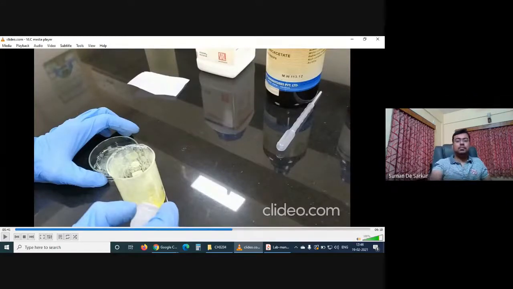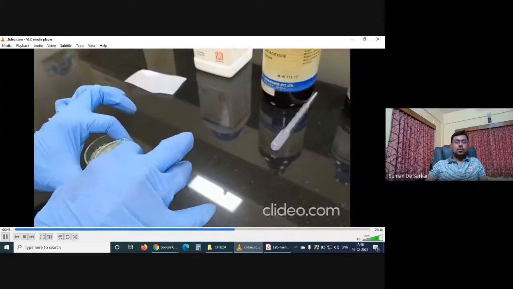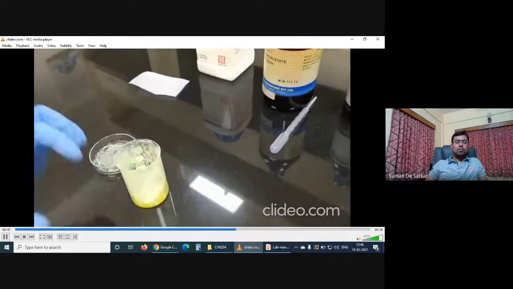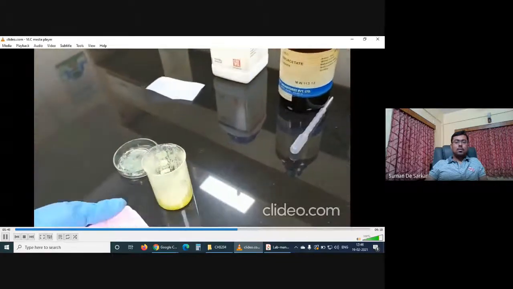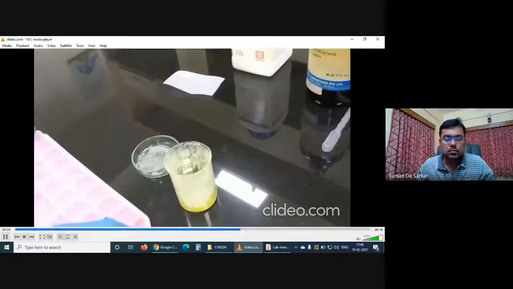You don't need to weigh the ice, just add one or two cubes of ice and start with the glass rod.